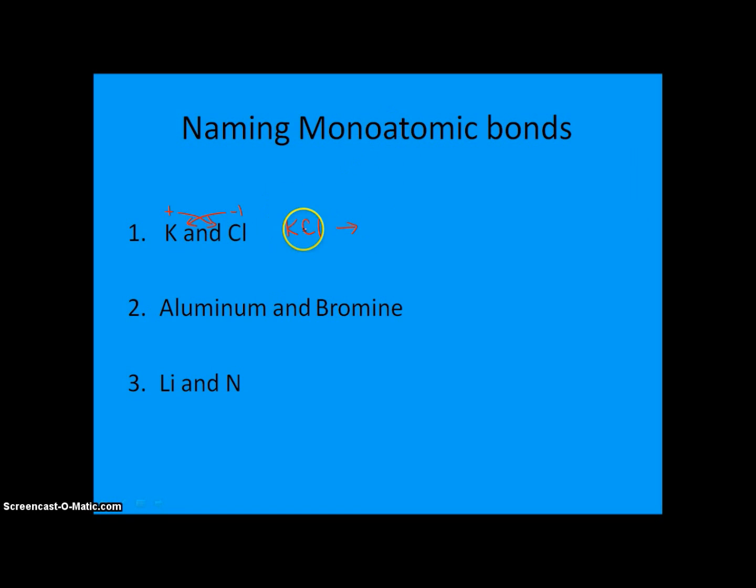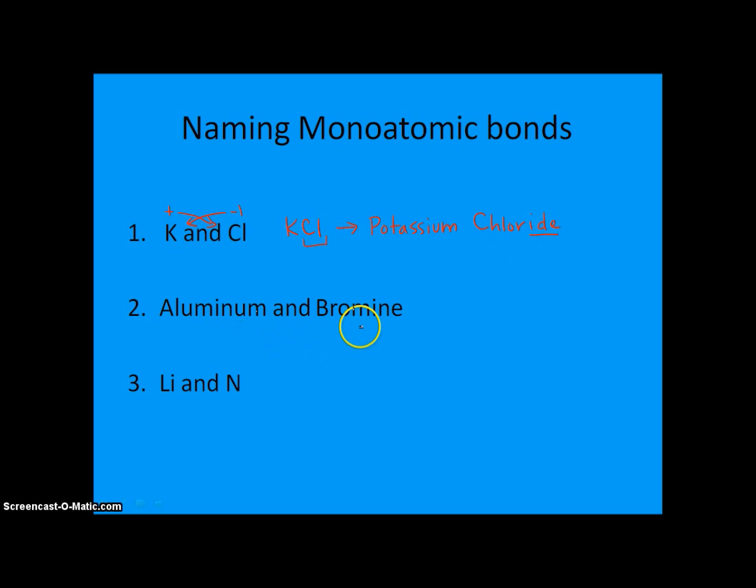To name this, we're going to write our cation first, so it would just be potassium. And when we're looking at our anion, chlorine, we have to lop off the end and change it to chloride. Here is where I'd put that INE, but this time I'm going to put IDE: chloride.